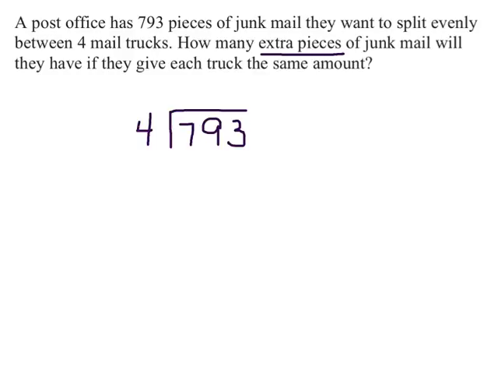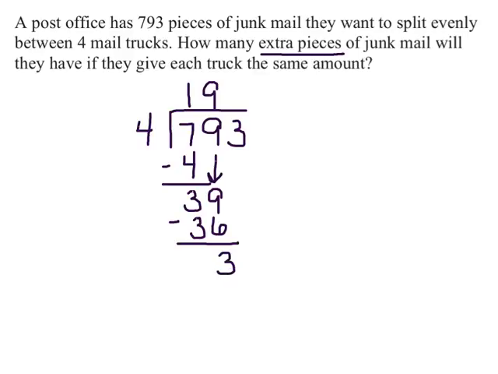So let's see, how many times does 4 go into 7? It would be once. And then 1 times 4 is 4. Subtract to see how close I got. 7 minus 4 is 3. Bring down my 9. How many times does 4 go into 39? And that would be 9. 9 times 4 is 36. Subtract to see how close I got. 9 minus 6 is 3. 3 minus 3 is 0.